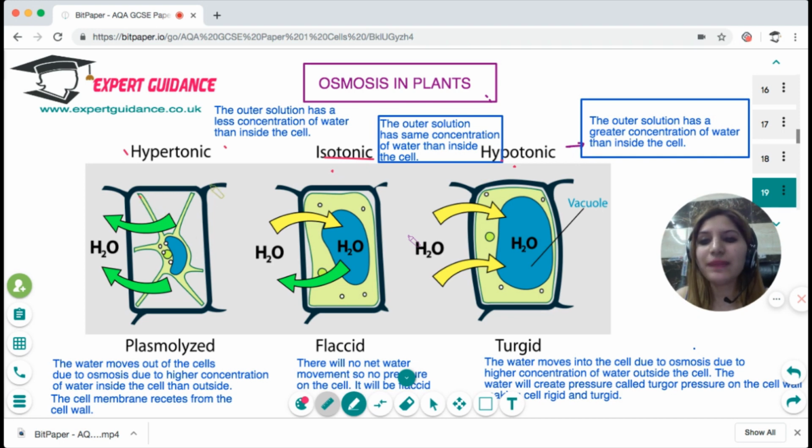So if we place a plant cell in a hypertonic solution, what happens? The outer solution has less water. So the water from the cell will move out of the plant cell by osmosis. So the plant cell will shrink and it will recede or move away from the cell wall. And this is known as plasmolysis. So when a cell is placed in a hypertonic solution, it shrinks, and this condition in a plant cell is plasmolysis.